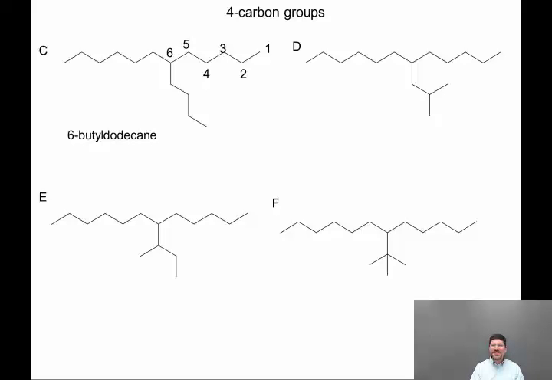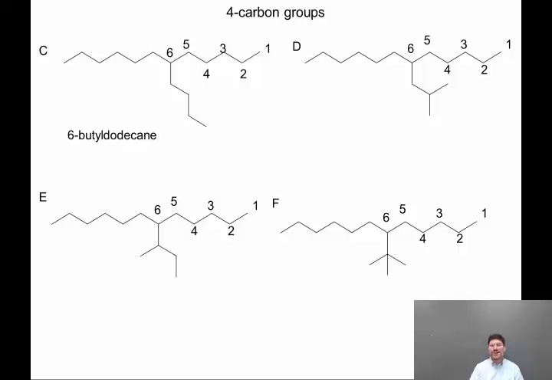Well, we can apply the same parent chain numbering scheme to all of these. They are all dodecanes, and they all have a 4-carbon group coming off of carbon number 6 of the parent chain, except in the cases of D, E, and F, the side chain is itself branched.